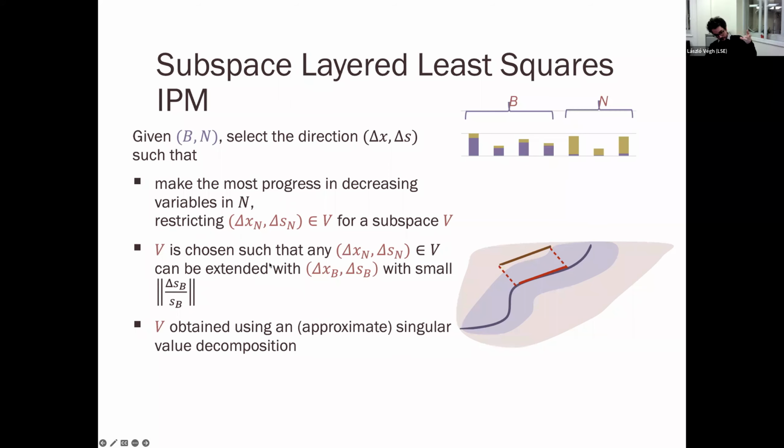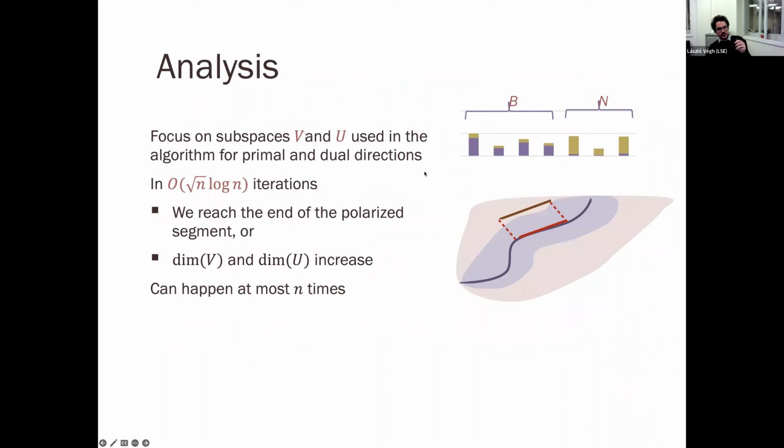And the way we choose this subspace is that we have these variables in N, which we want to push down very aggressively. The subspace guarantees that even if we push these down by a lot, we can extend it to a full movement direction in B in a way that the movements there would remain bounded. I won't go into details here, but this subspace we can get from an approximate singular value decomposition. There's also a corresponding dual subspace.